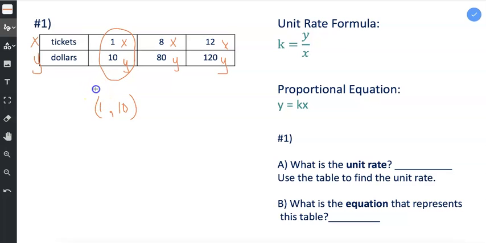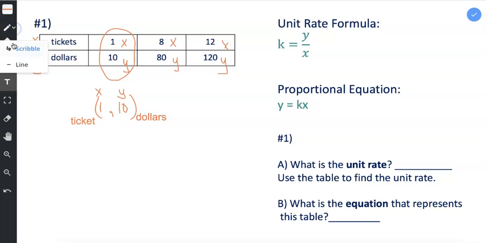So I write 1, 10. The 1 is x, and the 10 is y. You can see that because I've already labeled it. And then I'm going to grab the typing tool, and I'm going to follow the 1 back to the beginning, and it says tickets. So this 1 represents tickets, so 1 ticket. And then I follow this 10 back to the beginning, and it says dollars, so 10 is dollars, so $10.